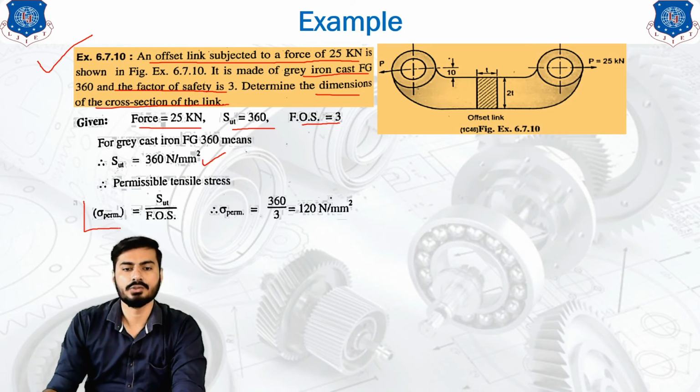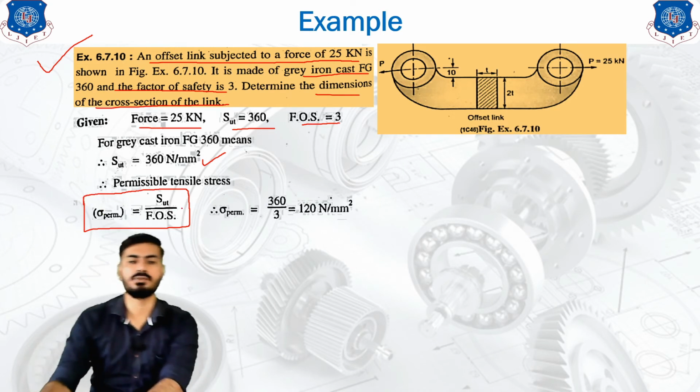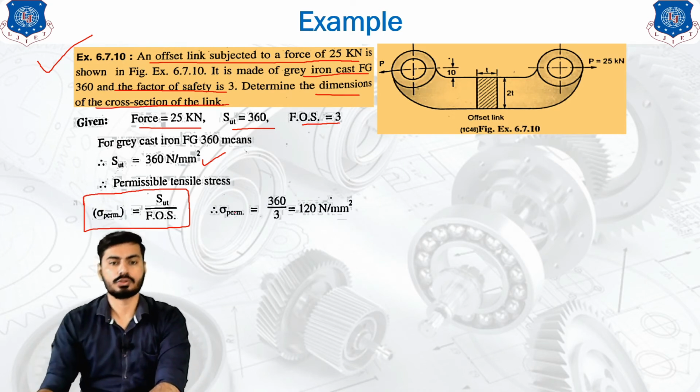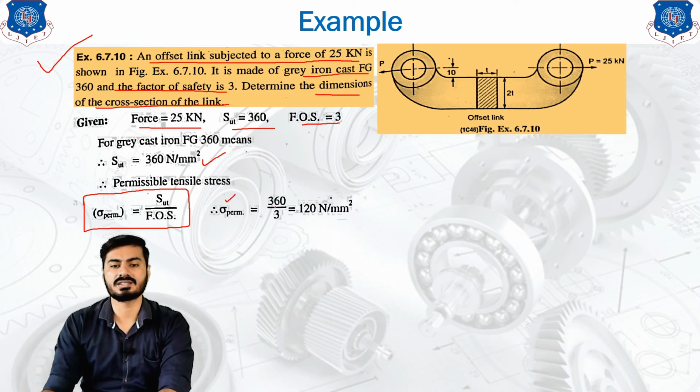permissible stress using the factor of safety and this equation, that is sigma permissible or sigma allowable equals SUT upon factor of safety. So sigma permissible is equal to 360 upon 3, and the answer will be 120 Newton per mm square. Now you can see this diagram.